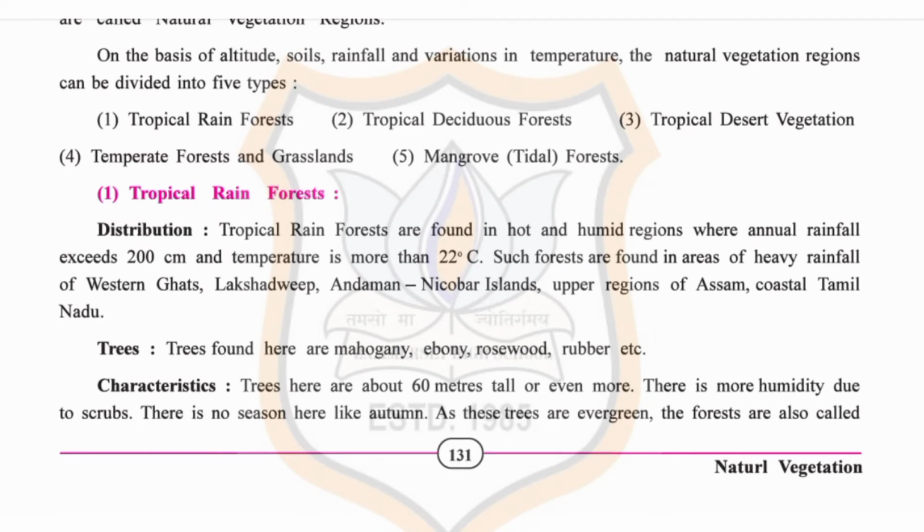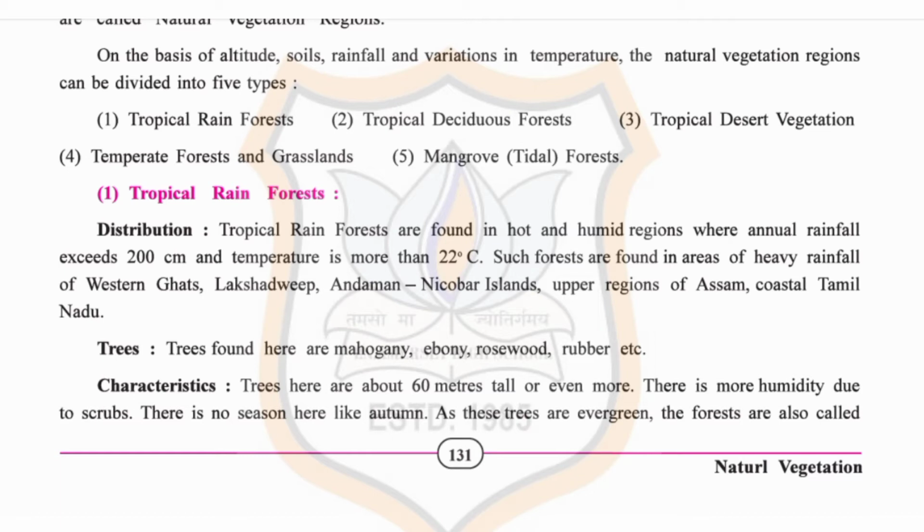Now the first one, tropical rainforest. Now about the distribution. Tropical rainforests are found in hot and humid regions where annual rainfall exceeds 200 centimeter and temperature is more than 22 degrees centigrade. Such forests are found in areas of heavy rainfall of Western Ghats, Lakshadweep, Andaman Nicobar Islands, upper regions of Assam, coastal Tamil Nadu.